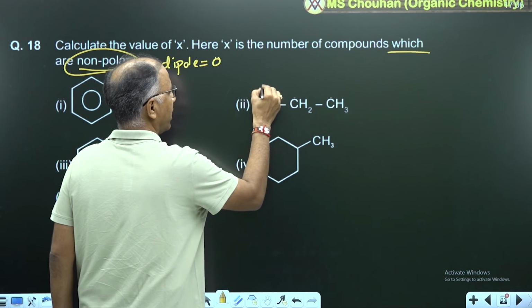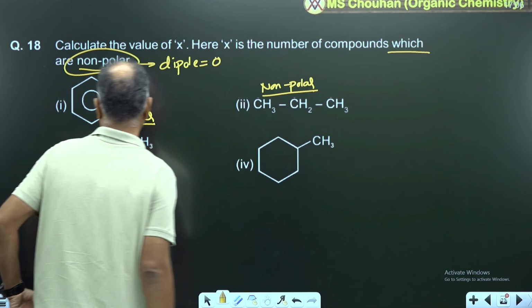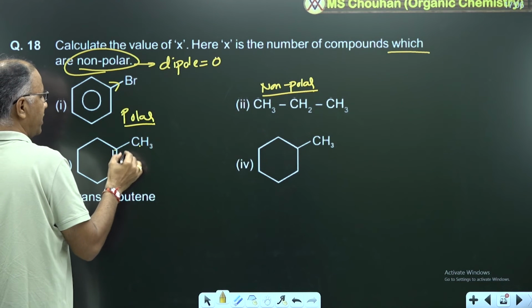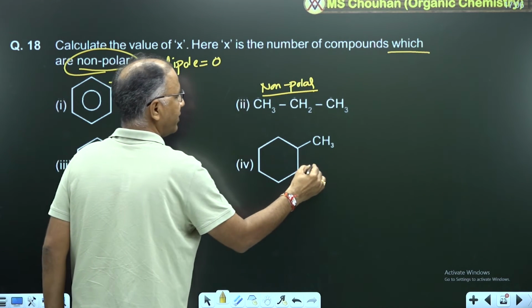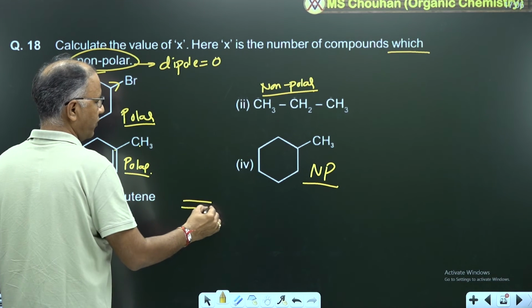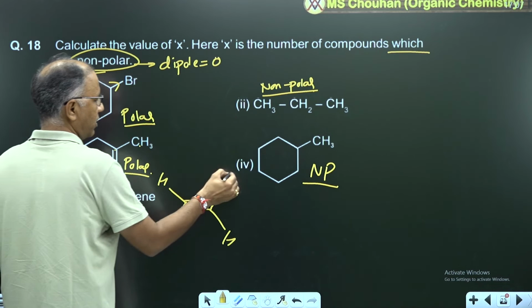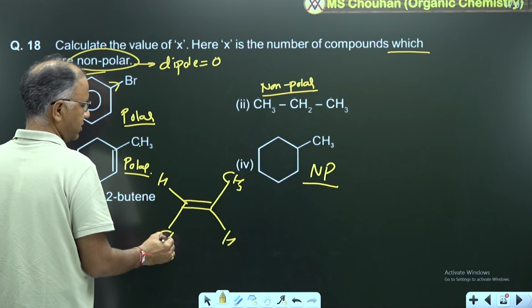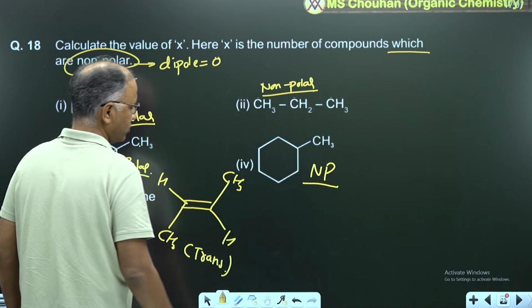In this case all are sp3, therefore it is non-polar. Again sp2 and sp3 difference means relatively polar. All sp3 means it is non-polar. Now in case of trans butene, what is trans? If two groups are opposite to each other. This is the structure of trans. We will discuss this trans and cis in geometrical isomers.